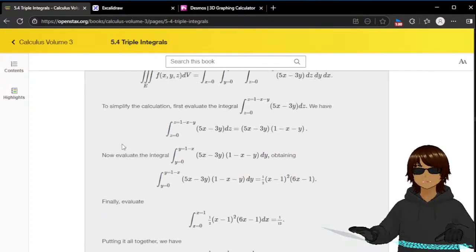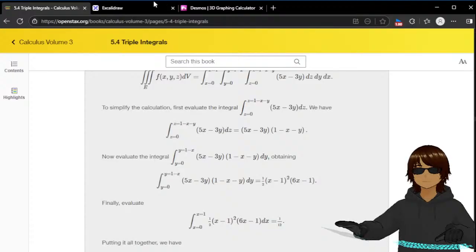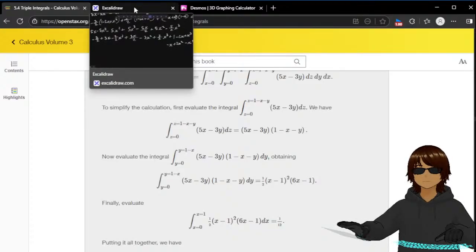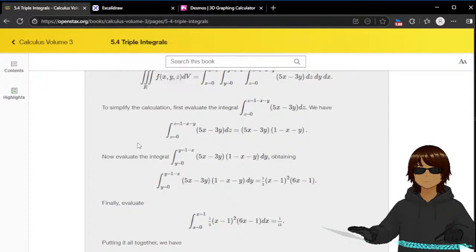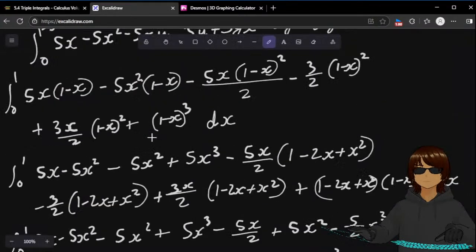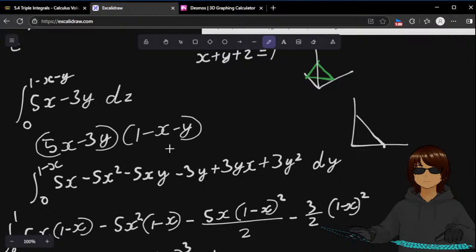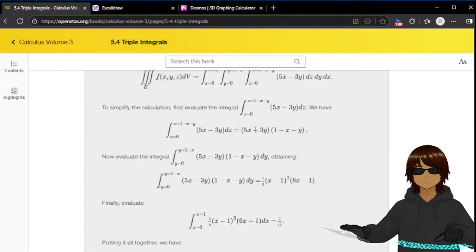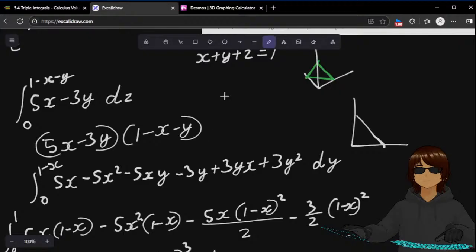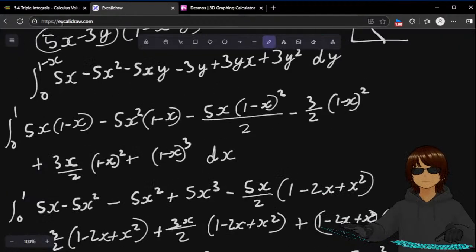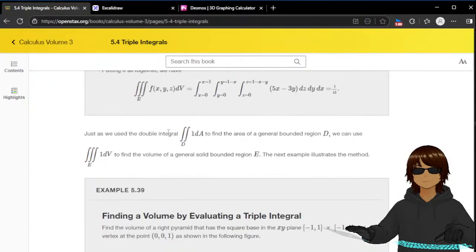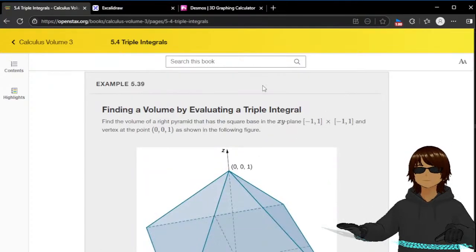Finally, evaluate. Why didn't they take very long? They didn't expand this, they evaluated this integral by obtaining this. In the end, it's 1 over 12.